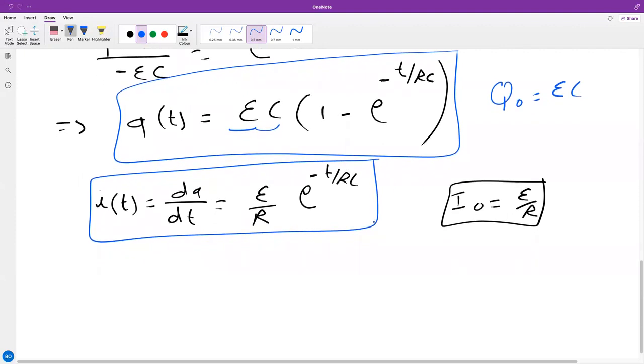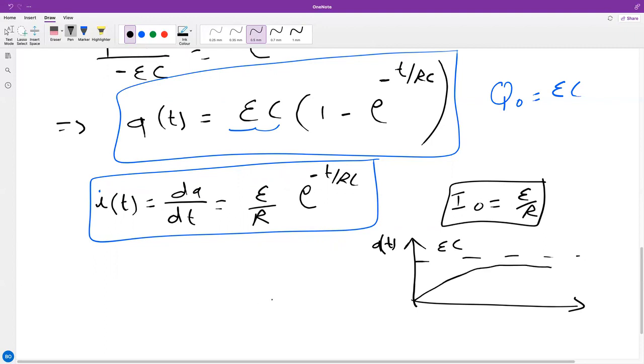So the capacitor is being charged until a maximum value, but as you can see, the current is decreasing, and after a sufficiently large time, there will be no current flowing in the circuit. So if you want to plot qualitatively what happens to the charge, it rises to epsilon C. So you can see this, and what happens to the current? What happens to the current is the opposite. It's an exponential decrease.